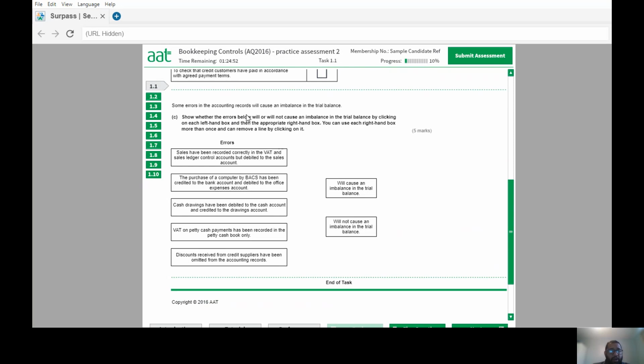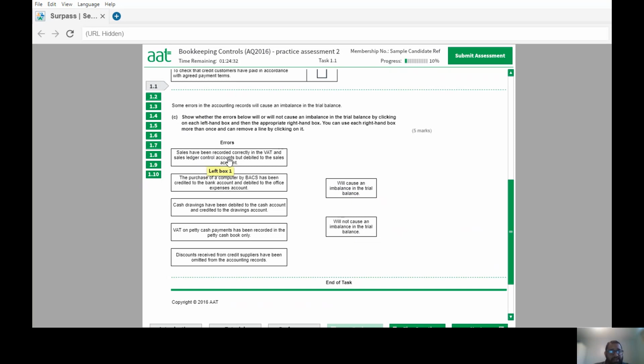Some errors in the accounting record will cause an imbalance in the trial balance. Okay, so you have to remember certain errors will and certain errors will not. So in this scenario, they're asking you what type of errors they are, and you have to select whether it's going to cause an imbalance or it will not cause an imbalance.